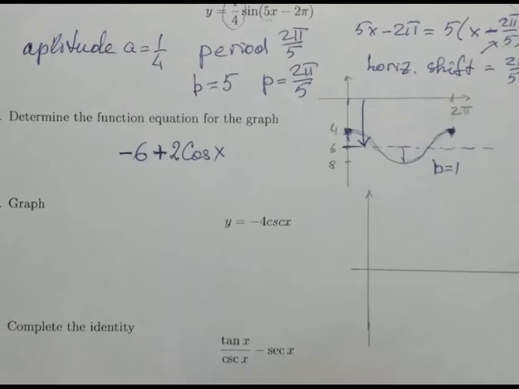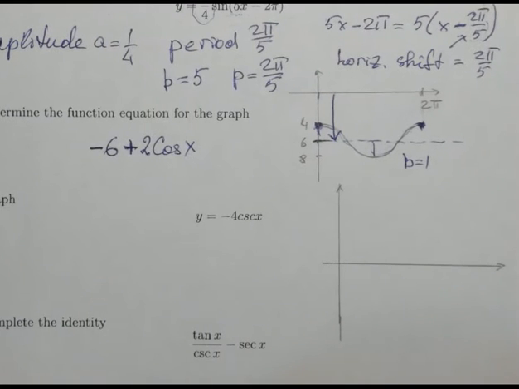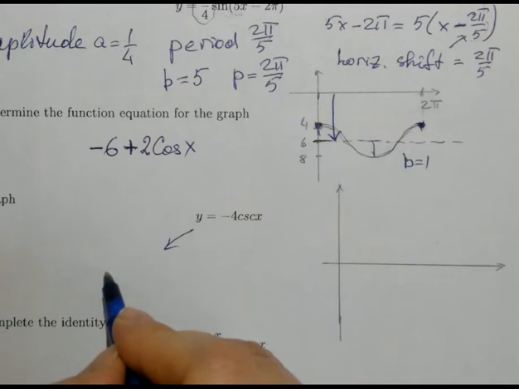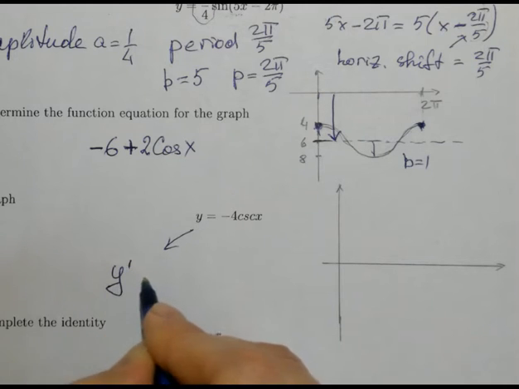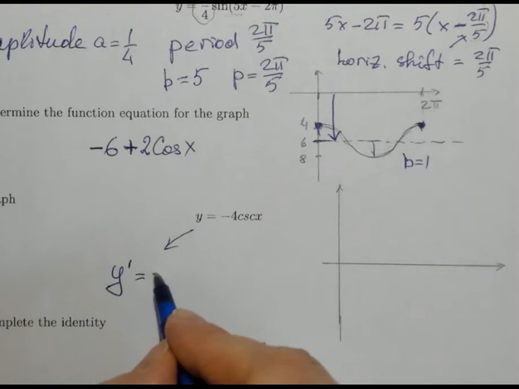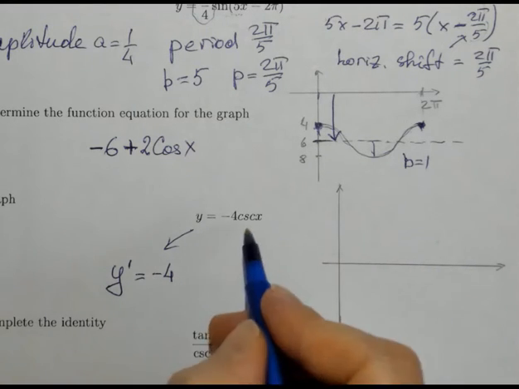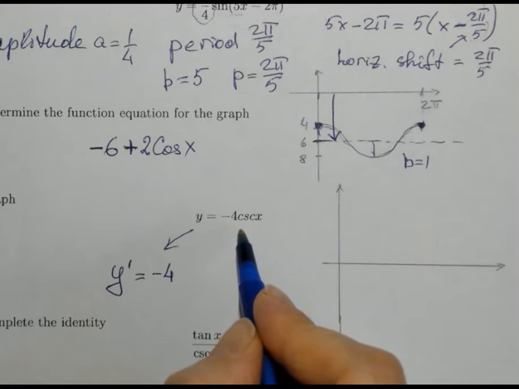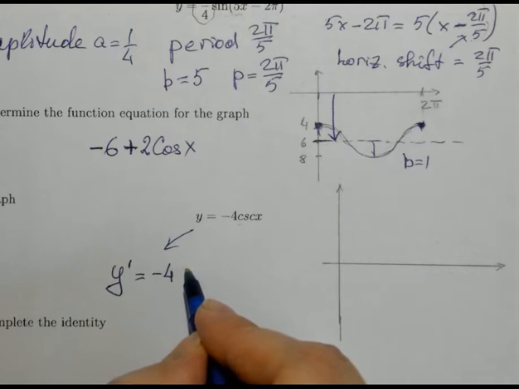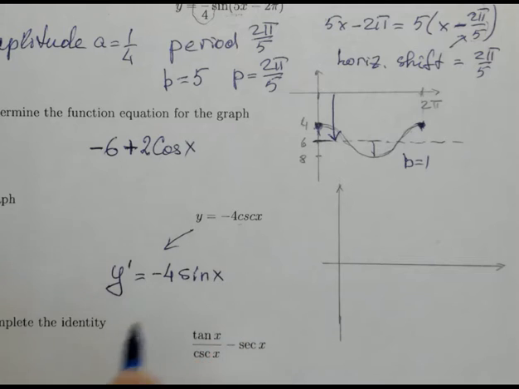Now let us graph cosecant x. Cosecant is a reciprocal function, and we graph such a function in 2 steps. First, we graph its reciprocal, let us call it y prime. We keep all the coefficients, so the amplitude is -4, b is 1. What is the reciprocal of cosecant? We have c here, so in the reciprocal function we'll have sine x. We will graph -4 sine x.